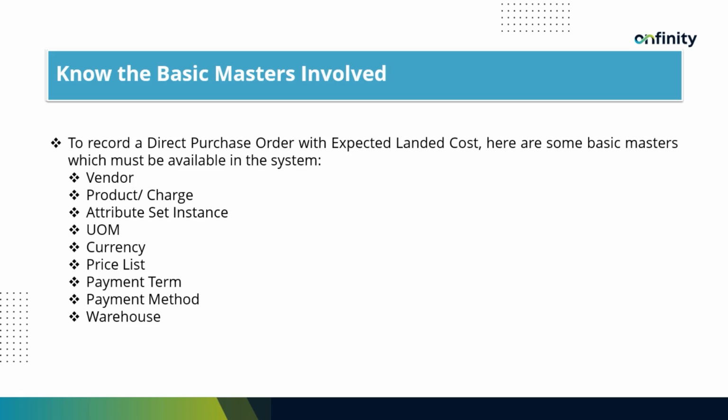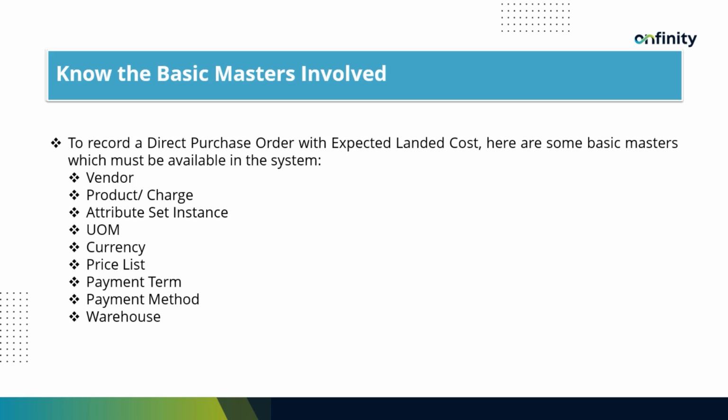Attribute and set instance: these define specific characteristics of the product, such as size, color, or batch. Unit of measure determines how the product is quantified, such as pieces, kilograms, or liters. Currency: the transaction currency used for pricing and invoicing. Price list: a predefined list that contains product prices for purchasing or selling. Payment term specifies when payment is due, such as 30 days from invoice. Payment method defines how the payment will be made, for example, via bank transfer or check. Warehouse: the storage location where goods will be received and managed.